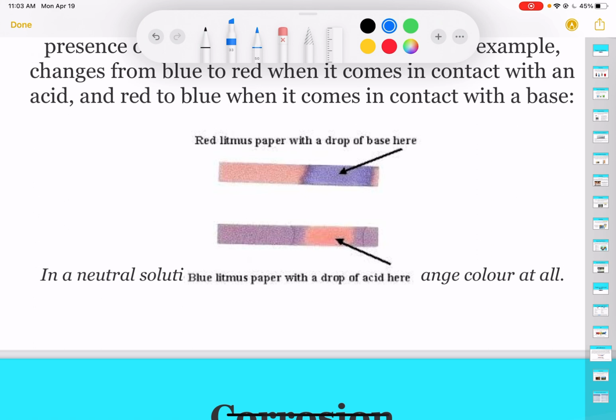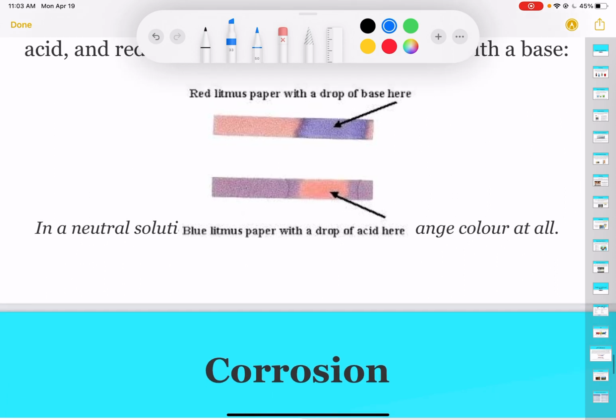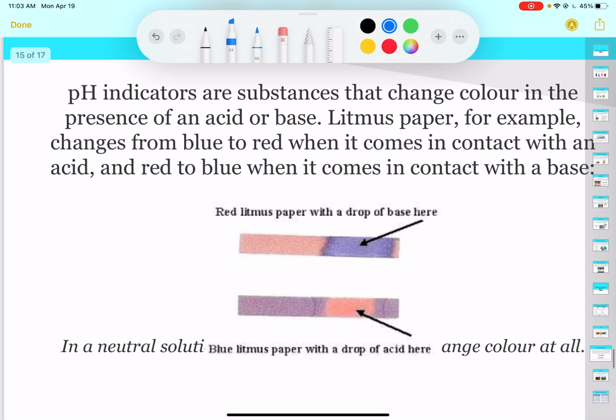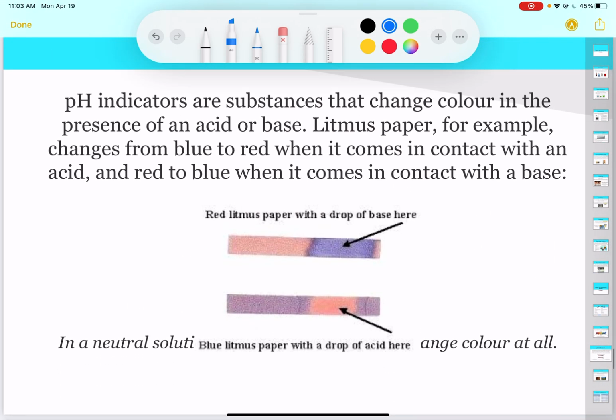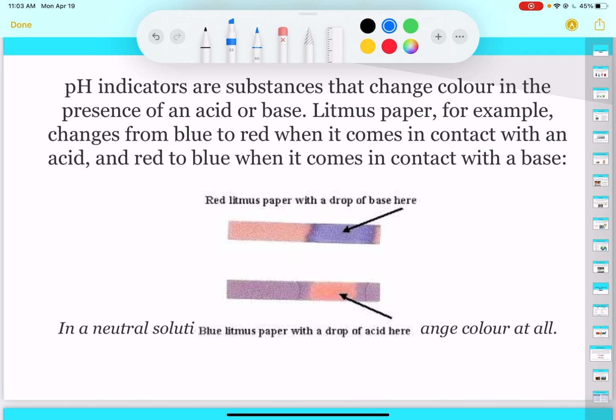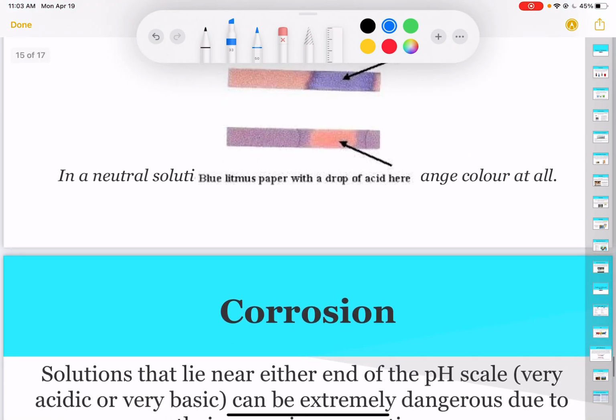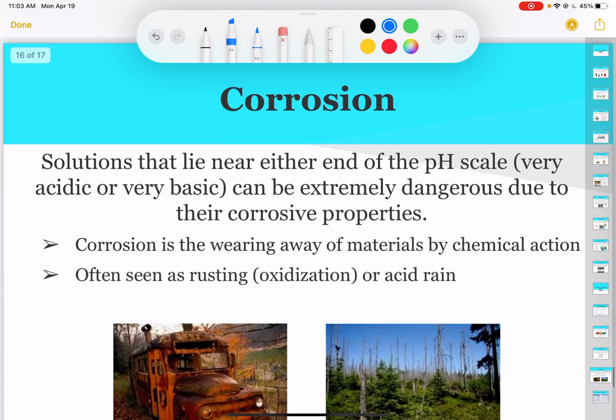Okay, so this is just showing you what those strips would look like. It starts out as a red strip, and if we put that in a base, it should turn blue where we put the base on it. If we have a blue paper and we put an acid on it, it should turn red where the acid has hit. Okay, and there's lots of different substances that are pH indicators, which is really helpful to us to be able to easily find out if something's an acid or a base.